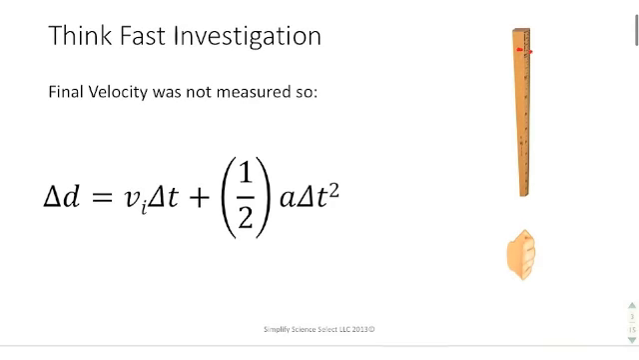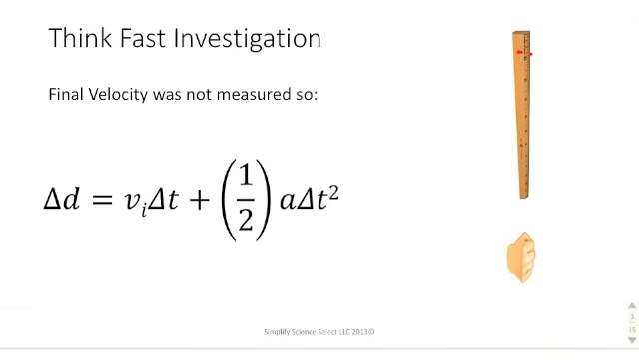So the Think Fast investigation. What we did is we dropped a meter stick and we wanted to see what our reaction time was. And we actually used this equation, a different form of this equation, in order to determine what your reaction time was. It didn't look quite like this because we dropped it, and when we dropped it, we kind of canceled through this term. And then we rearranged it to solve for time, but it's the same equation.